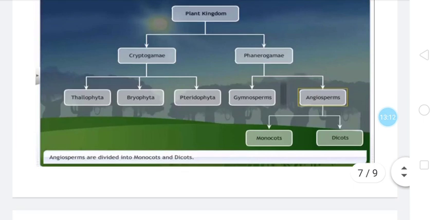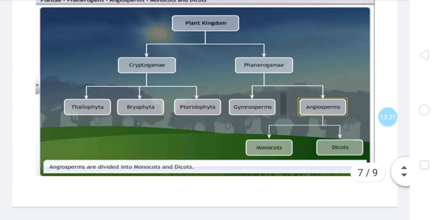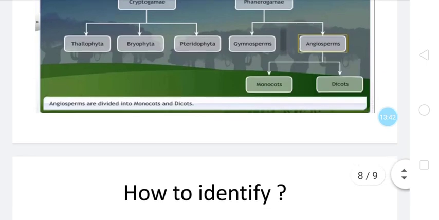In the case of maize, if you try to break it, what will happen? Only one part will be there, there are no two equal parts. This is also called a cotyledon. So monocot means single cotyledon, and dicot means two cotyledons. Angiospermic plants which bear flowers and seeds with only one cotyledon are kept in the class monocot. If there are two cotyledons, they are put in the dicotyledons.